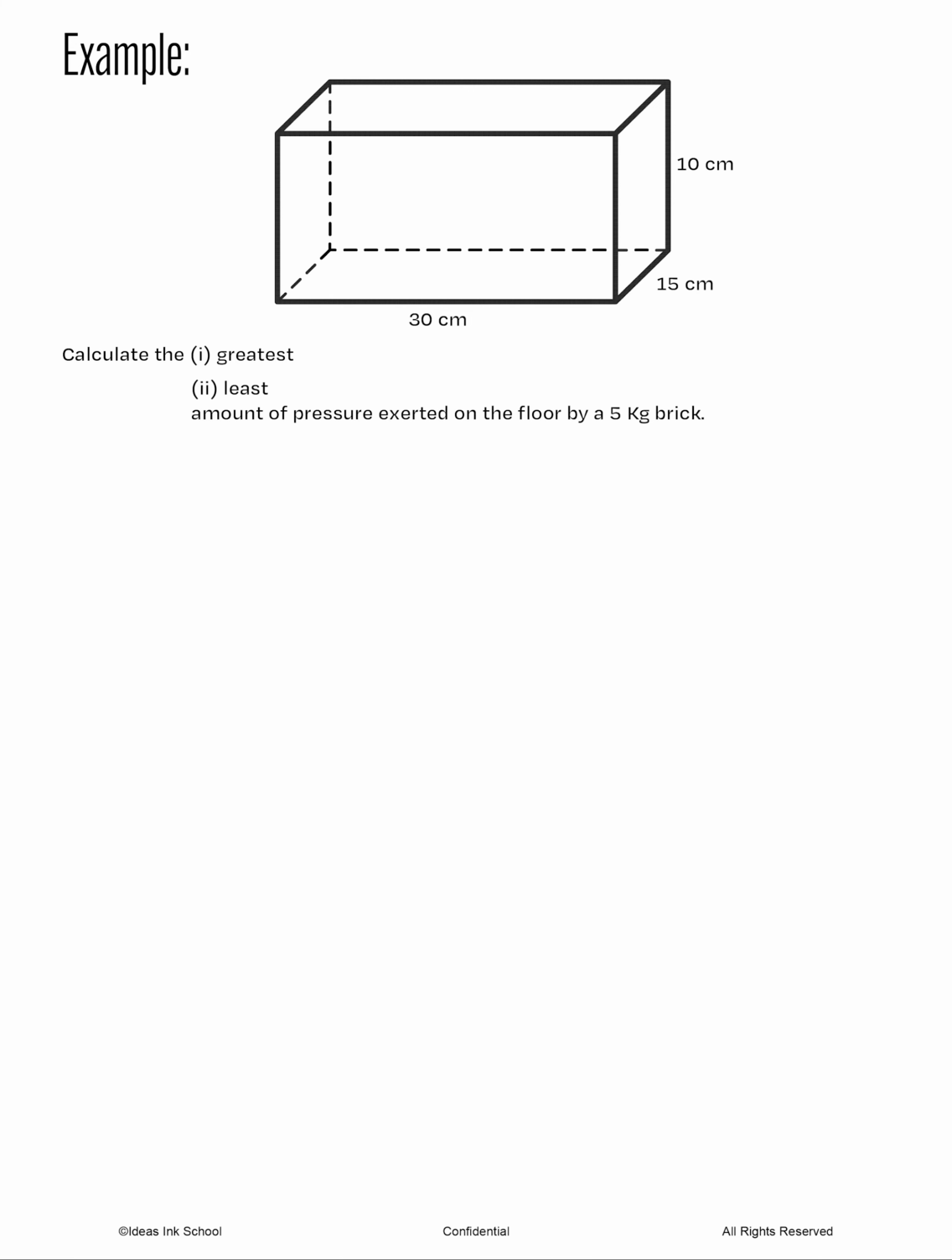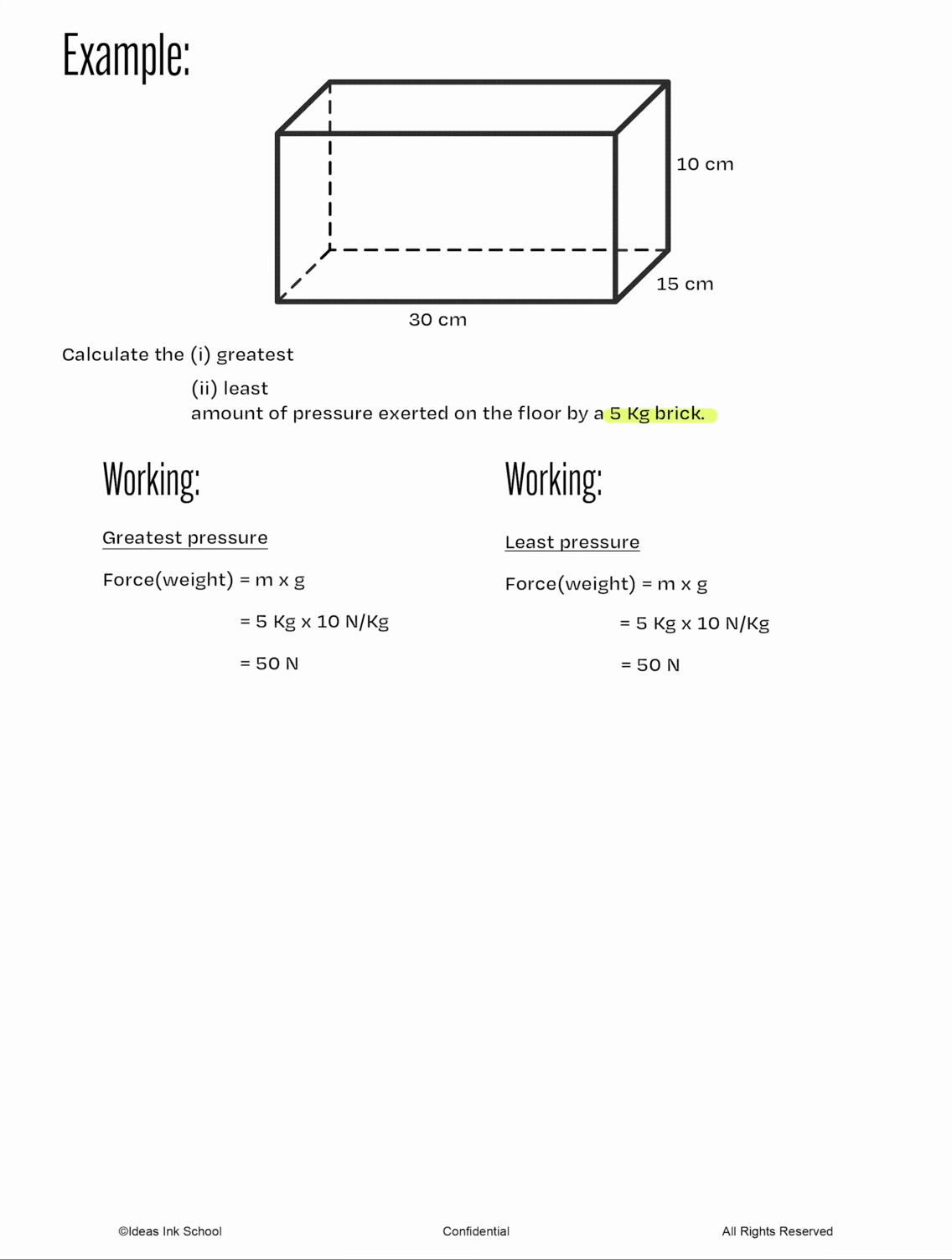Let's begin. Firstly, we have to convert the mass of 5 kilograms into weight. We do so because all the units in the pressure formula must be substituted in SI units. We obtain the weight by multiplying the mass of 5 kilograms by the gravitational pull of 10 newtons per kilogram. If done right, we will obtain a weight of 50 newtons.